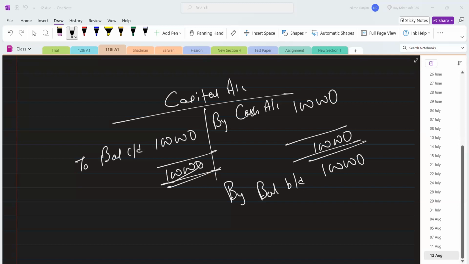Okay, understood. In cash account, the entry will be on the debit side, to Gopal 3,950. In discount allowed, it will be on the debit side, to Gopal 50. And in Gopal account, it will be on the credit side, by cash 3,950 and by discount 50.